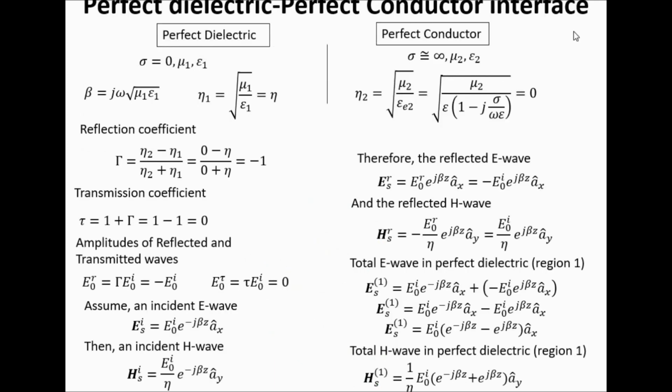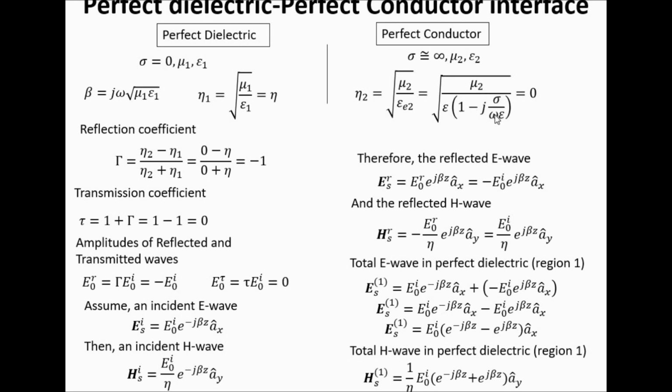Perfect dielectric and perfect conductor interface. So let's say we have a perfect dielectric and a perfect conductor. For the perfect dielectric, sigma will be 0 and we have mu1, epsilon 1. For the perfect conductor, sigma will be infinity and it might have mu2 and epsilon 2. Now the gamma will be j omega root of mu1 epsilon 1 and the wave impedance will be eta equal to root of mu1 over epsilon 1. And for the perfect conductor we find eta 2 in terms of mu2 and epsilon 2.